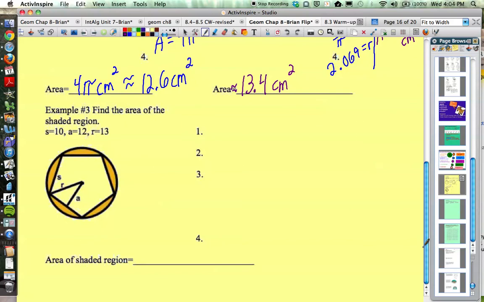Example 3 is just a little bit more involved again. It says find the area of the shaded region. So imagine this is a circle with a hole punched in the middle of it, and the hole just happens to be a regular pentagon. So whatever is left, which is the shaded area, after we punch a hole in it, will be the area of the shaded region. So this actually is basically a two-part problem, right? We're going to have to get the circle area, and we're going to have to subtract out the hole that we put in there, so that's the pentagon area.